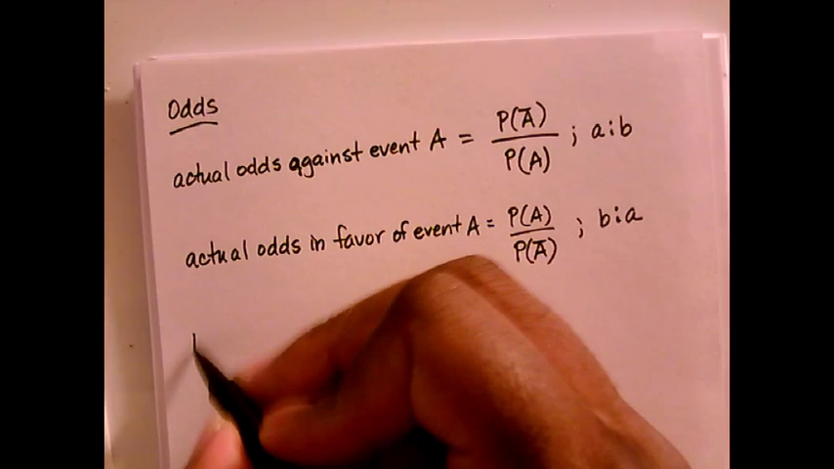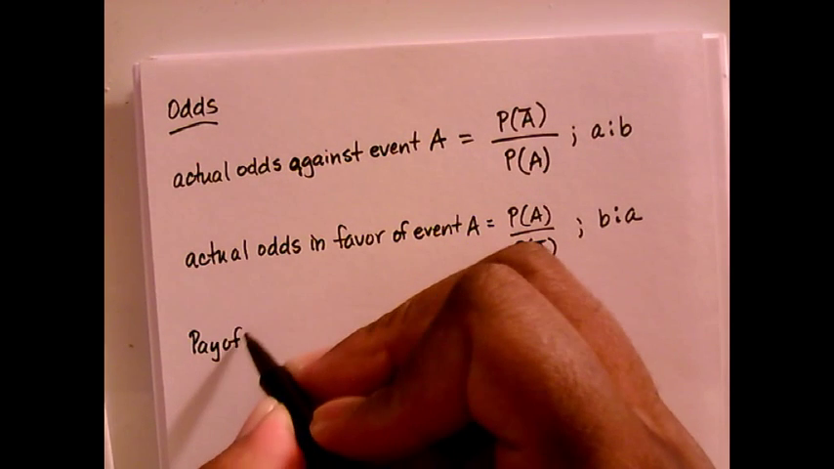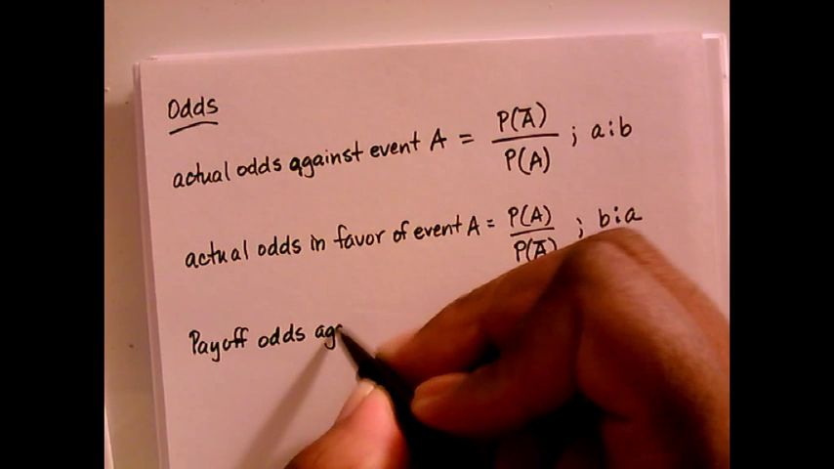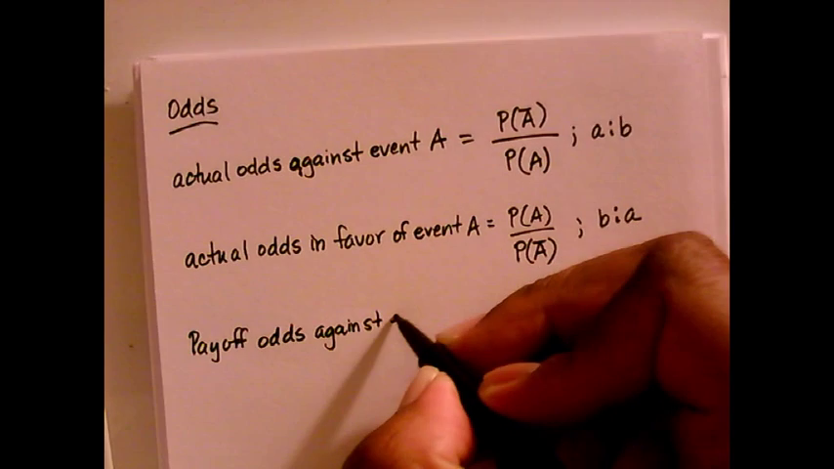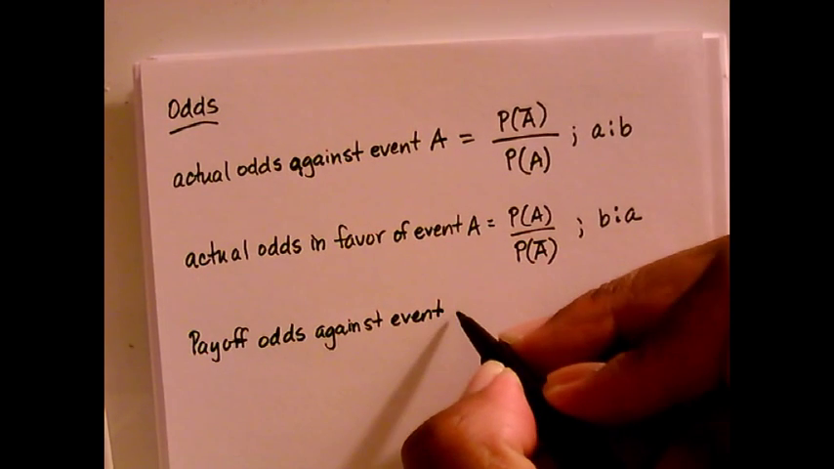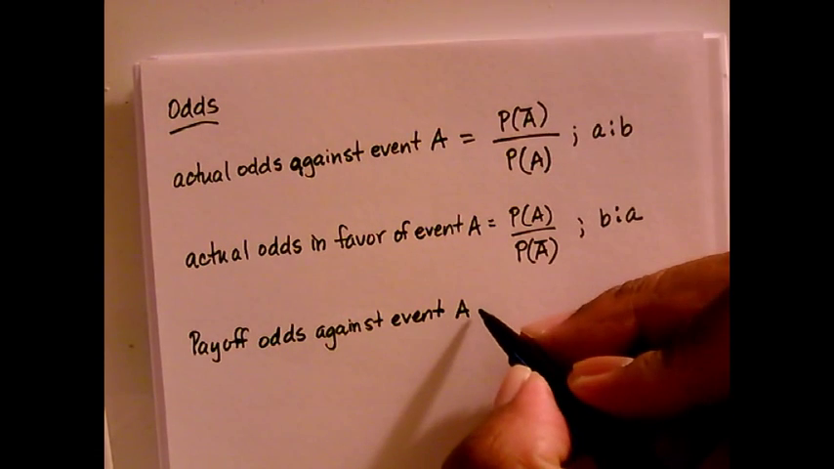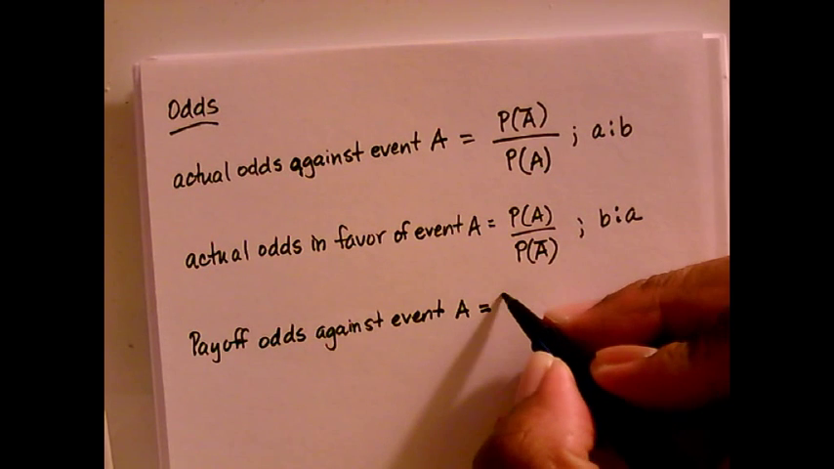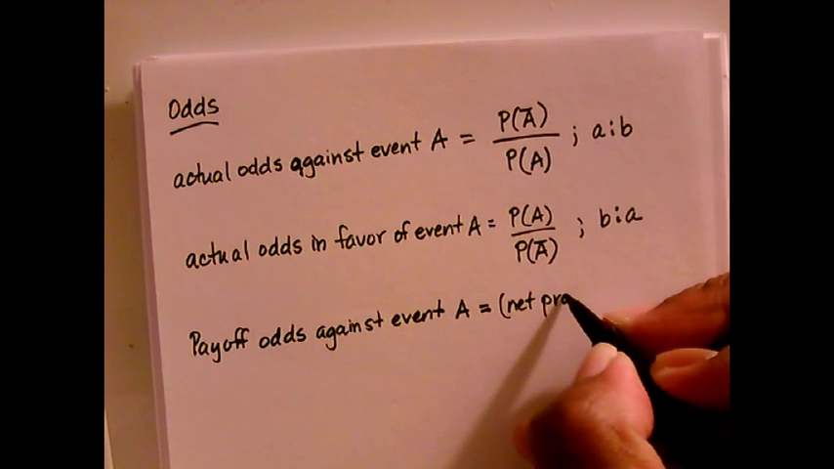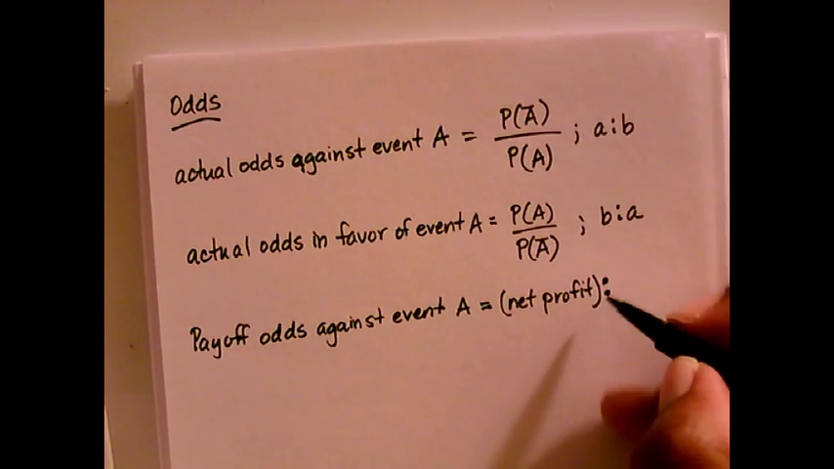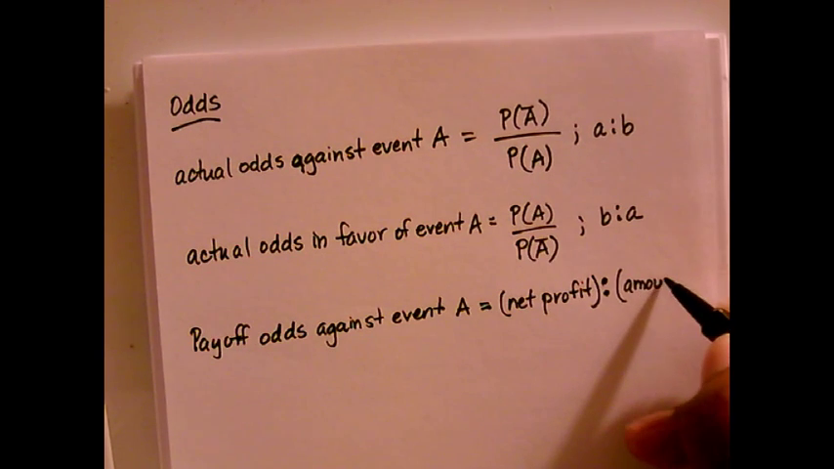And then finally, you do have payoff odds against event A. And that's the ratio of the net profit if you win to the amount of the bet. Okay, so the payoff odds against event A will be this. The ratio of the net profit to the amount that you bet.